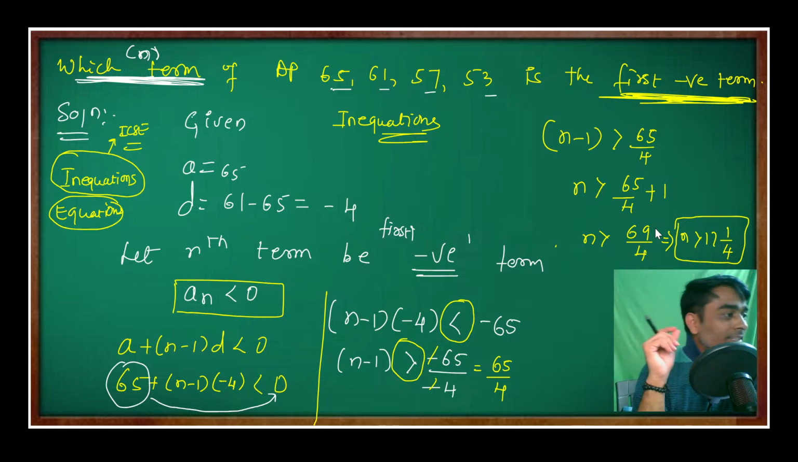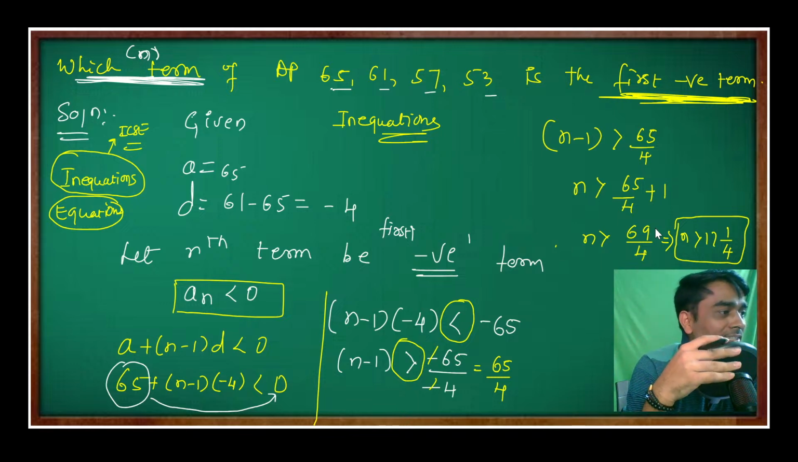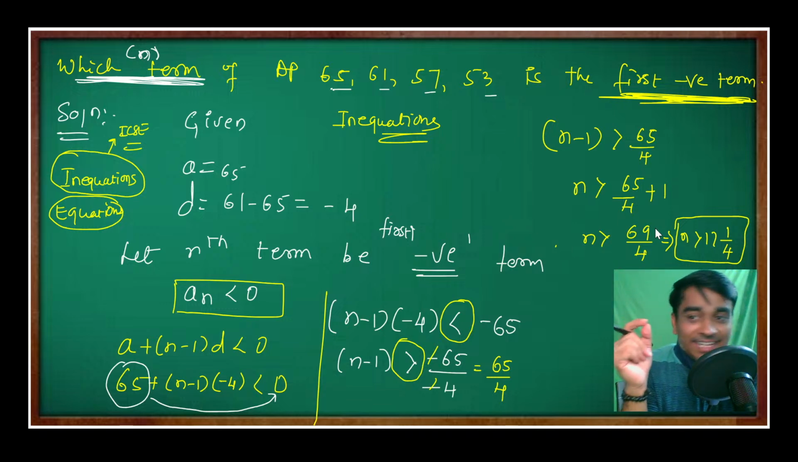Okay, Nisarga says 18, Jivita says 17. Jivita, think again. n is greater than 17 1 by 4. What about Harsha? What about Janvi? What about Harshita? What is your answer? Is it 17 1 by 4 only, or is it a different one?